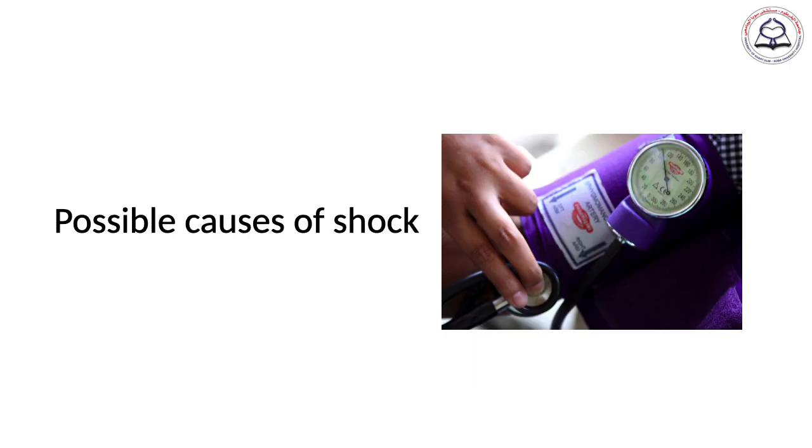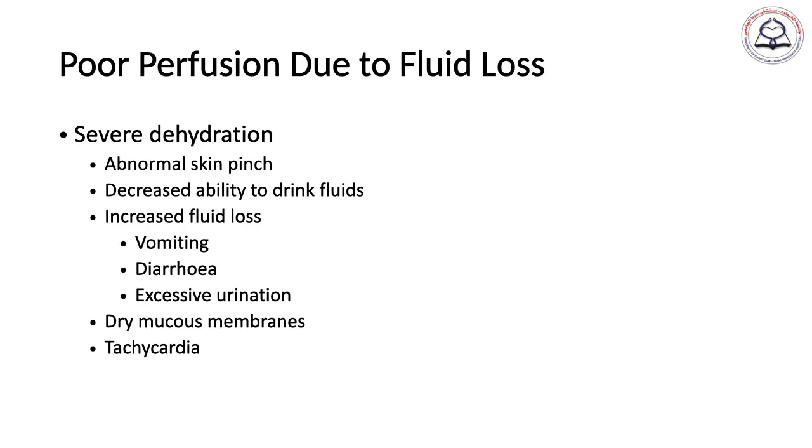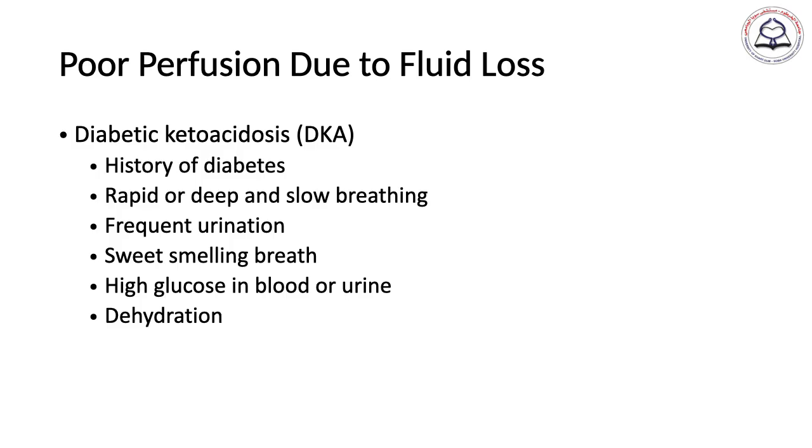After we do the ABCDE approach and stabilize the patient, take the SAMPLE history, and then do the detailed examination, we would like to put the pieces together to figure out the possible cause of shock. Poor perfusion due to fluid loss. There will be increased fluid loss due to vomiting, diarrhea, or excessive urination. These patients have dry mucous membrane, tachycardia, tachypnea, abnormal skin pinch, and decreased ability to drink water.